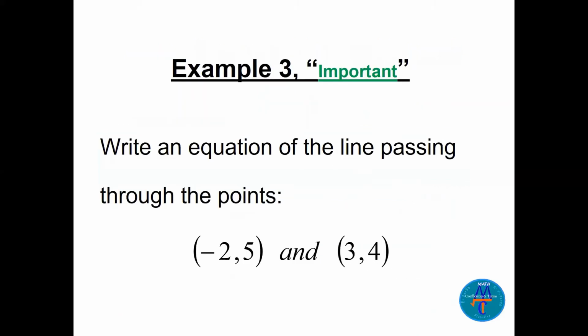Let's look at this important question. Find or write the equation of the line passing through the points minus 2, 5 and 3, 4. What do we do? Just imagine you have a straight line. I gave you 2 points on the straight line. Minus 2, 5 is 1 point. 3, 4 is another point. How do we find the equation of the line?